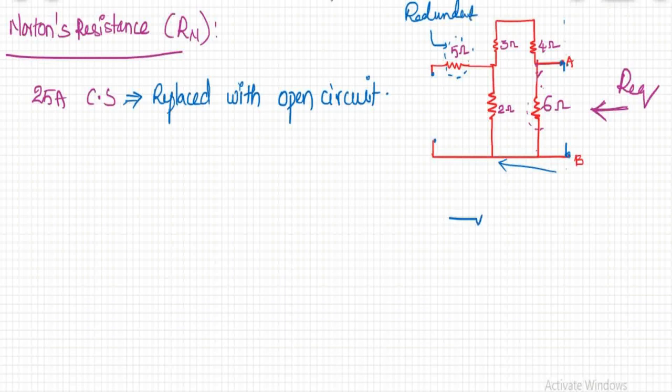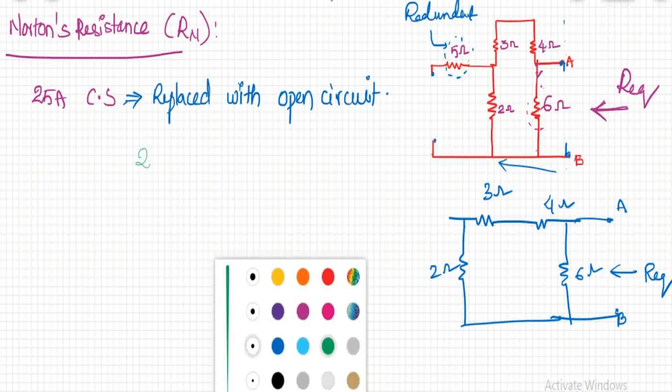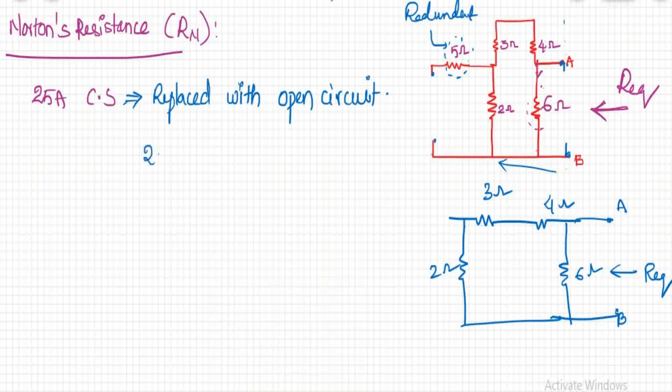Okay, so I am redrawing the rest of the circuit here. 3 ohms, 4 ohms. Here we have a 2 ohm resistor, and here we have a 6 ohm resistor. This is what we are going to find, the equivalent resistance between A and B. If you observe this, this is a series connection of resistors, right? So 2 plus 3 plus 4 in series is in parallel with the 6 ohm resistor.